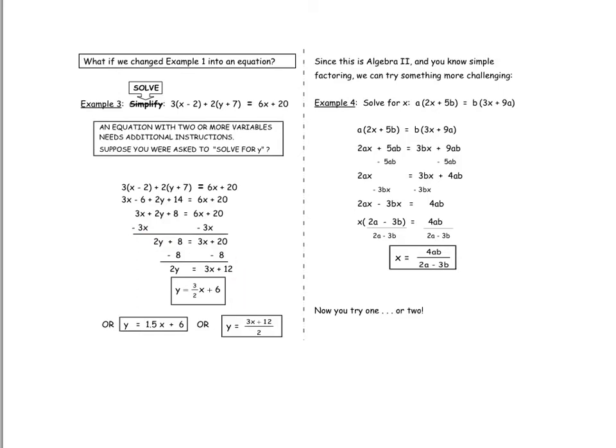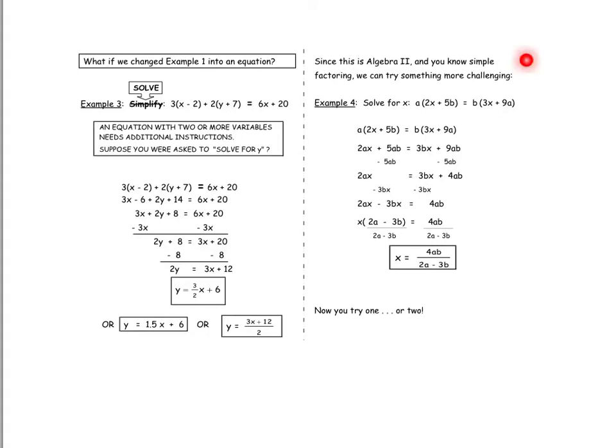There are 3 ways to divide the problem by 2. I could divide the 3x by 2 and the 12 separately by 2 and write my answer in fraction form. Or I could divide the 3 by 2 and write it in decimal form. Or I could keep the whole 3x plus 12 together and divide the whole thing by 2. All of these answers are acceptable answers for solving for y.